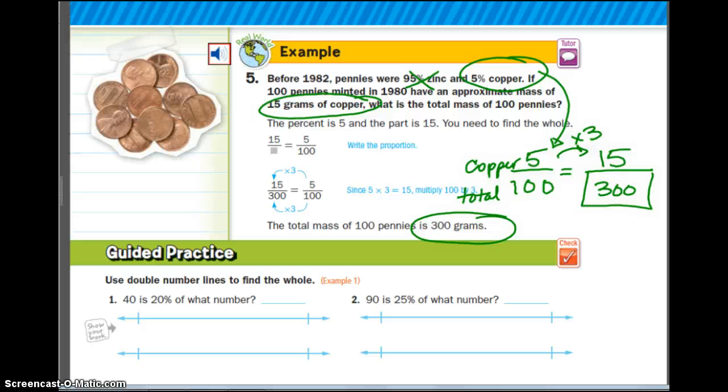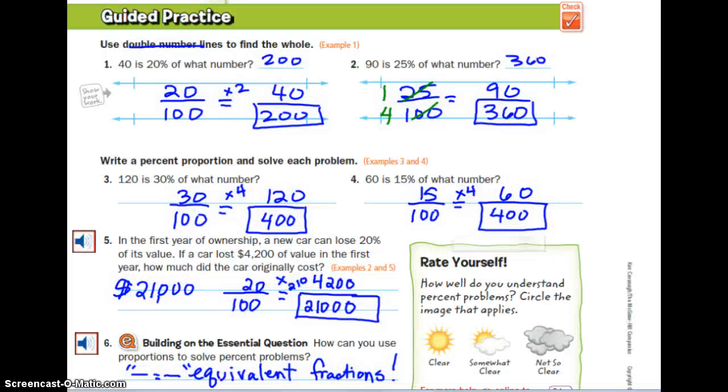Get the guided practice done. Come back when you're done. Pause the video. Okay, again, cross out the double number lines. On today's homework, you do not have to do a double number line. Go ahead and do a proportion.